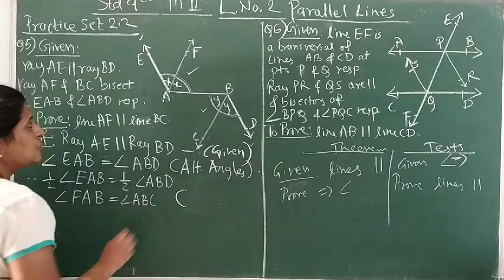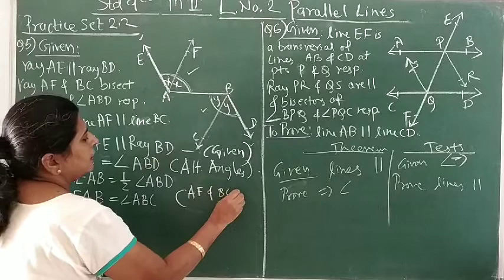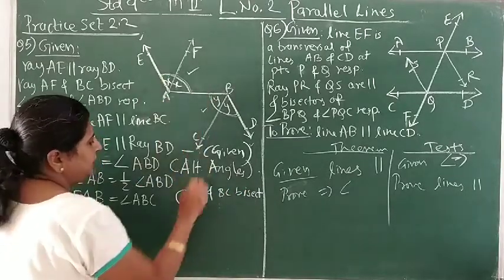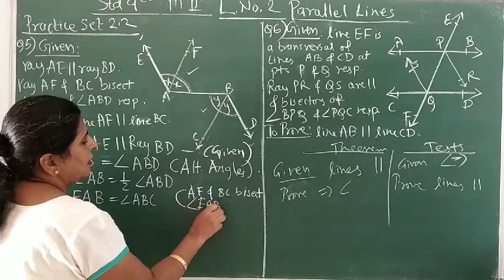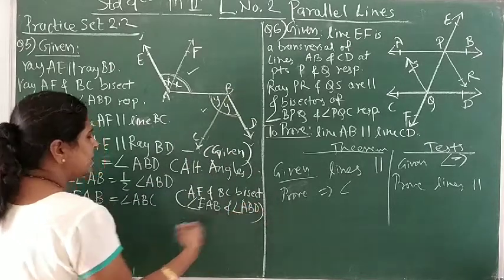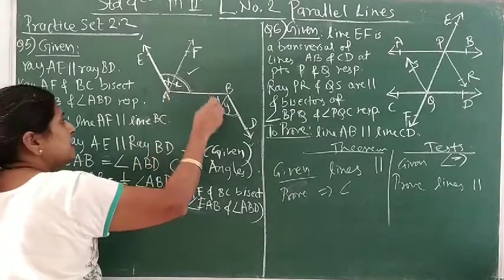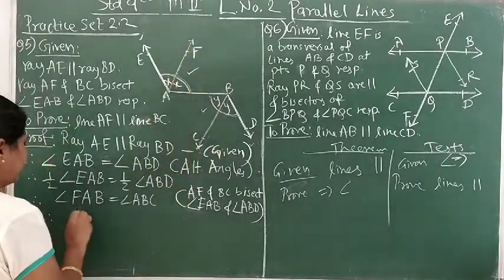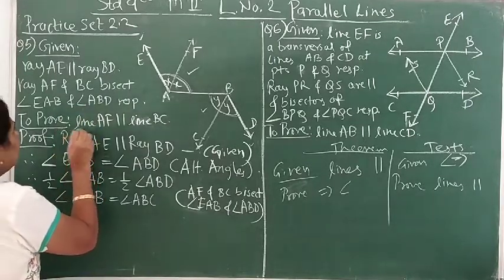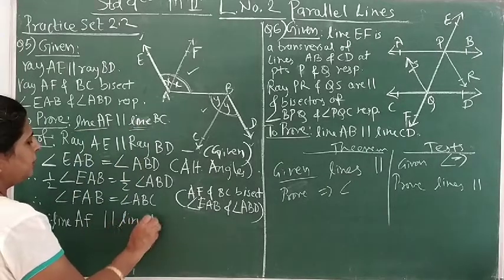ABC. Why is it so? It's given that AF and BC bisect angle EAB and angle ABD. This is the reason why this is half of this, half of this. And now if these alternate angles are equal, then line AF, just because it is given in the question, is parallel to line BC.